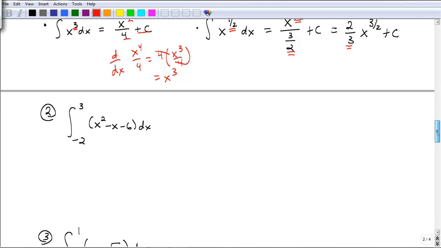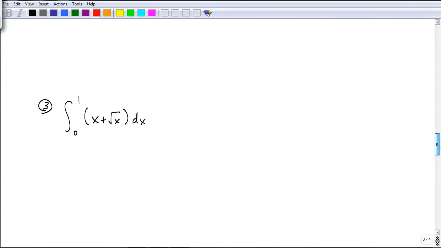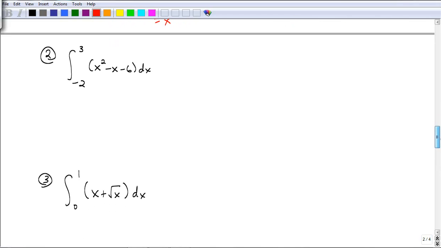So let's look at some examples. These ones are some definite integrals. When we're trying to work these out, I'm going to work them out as definite integrals. So what I want to do is find the antiderivative and then plug in the top number minus the bottom number. Well, we know that this integral can be broken up among plus and minus signs. So you could think about this as the integral from negative 2 to 3 of x squared dx minus the integral from negative 2 to 3 of x dx minus the integral from negative 2 to 3 of 6 dx.